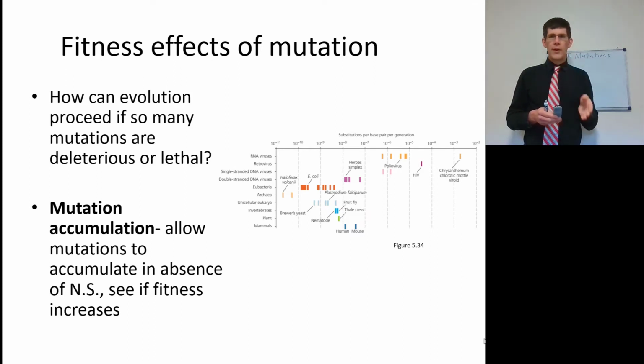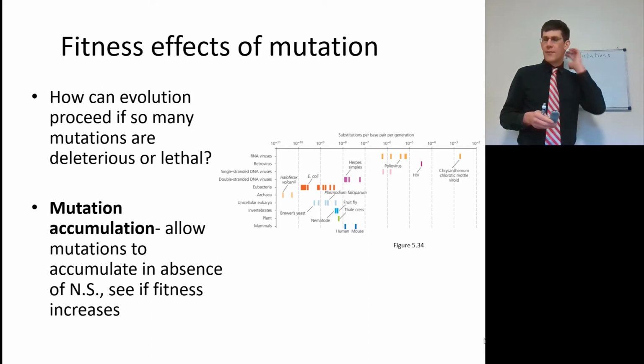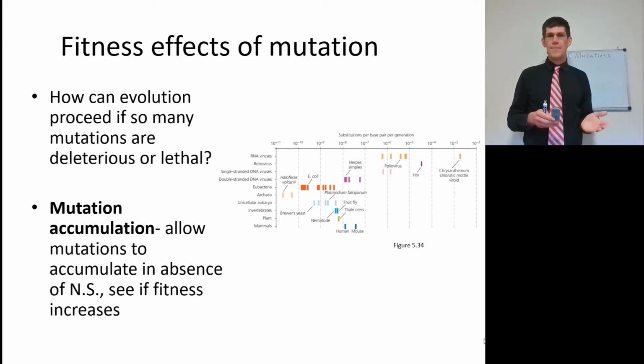So other organisms such as HIV have very high mutation rates, and some organisms like Haloferax volcanii have very low mutation rates. So there's different mutation rates for different organisms, which tells you how fast they can evolve. And how we determine that is by how many mutations they'll accumulate given no natural selection.